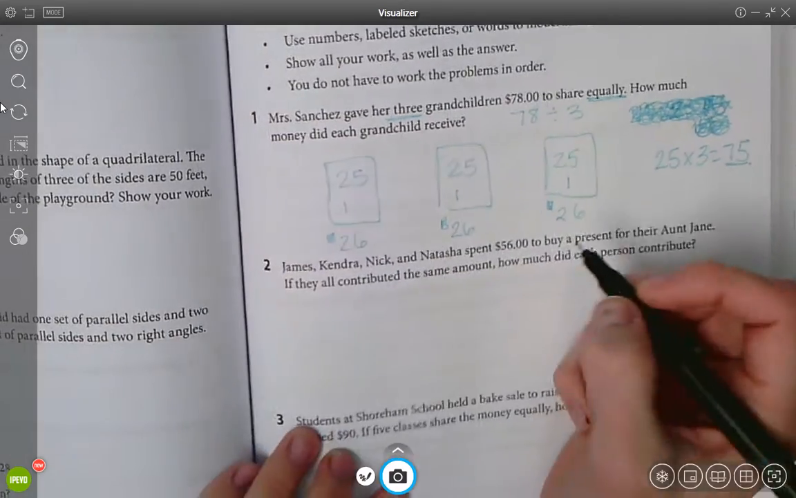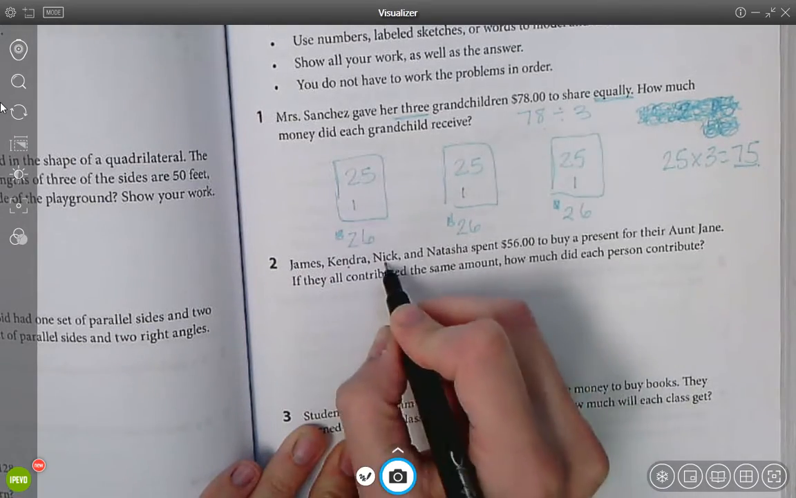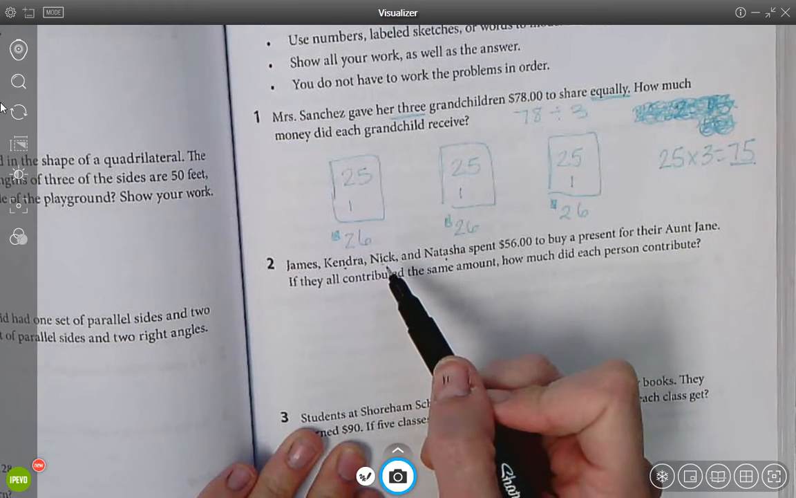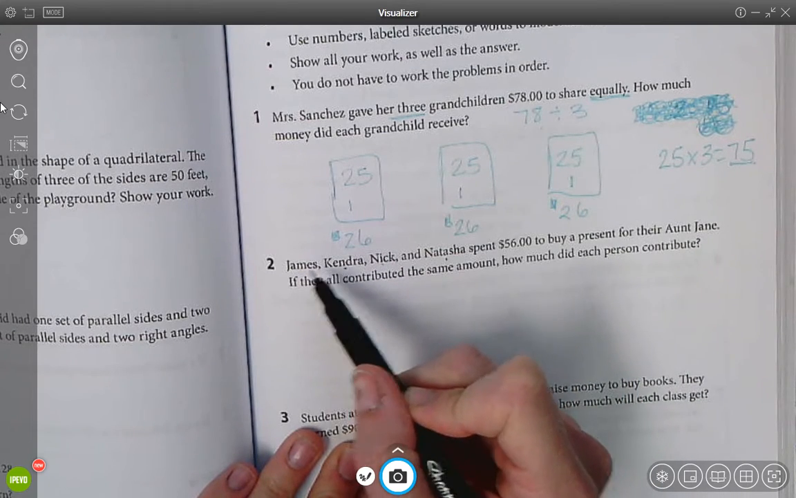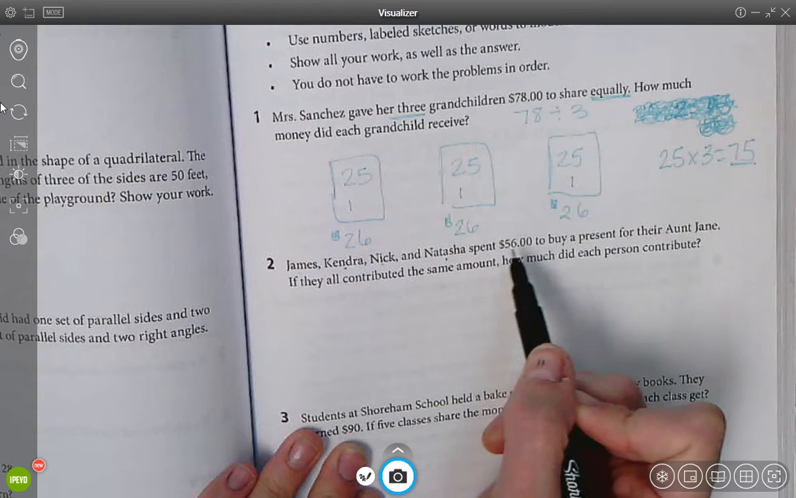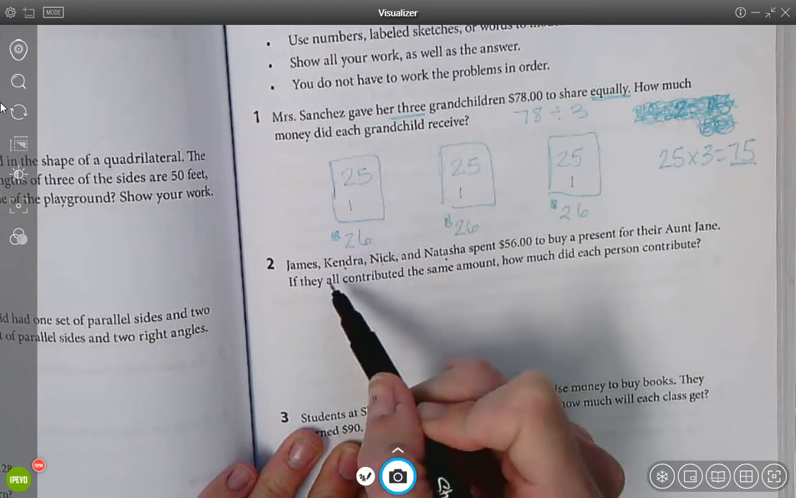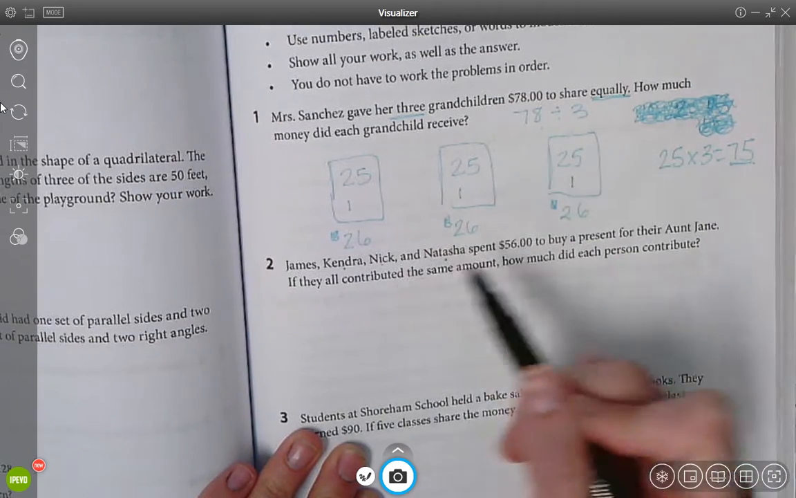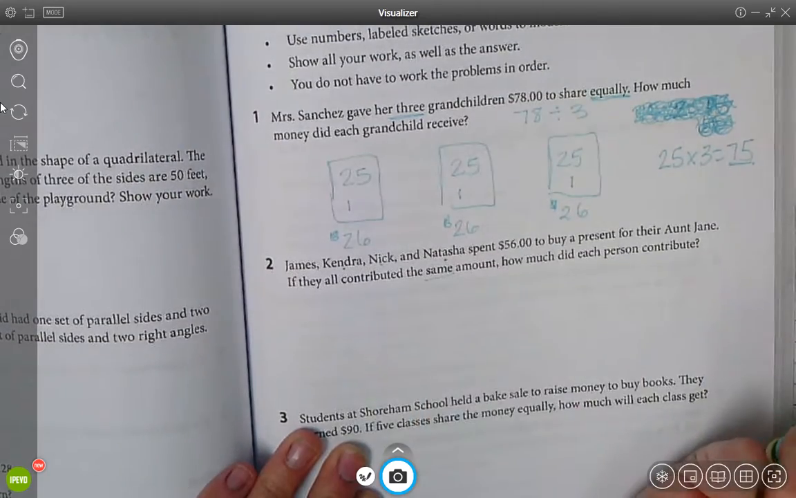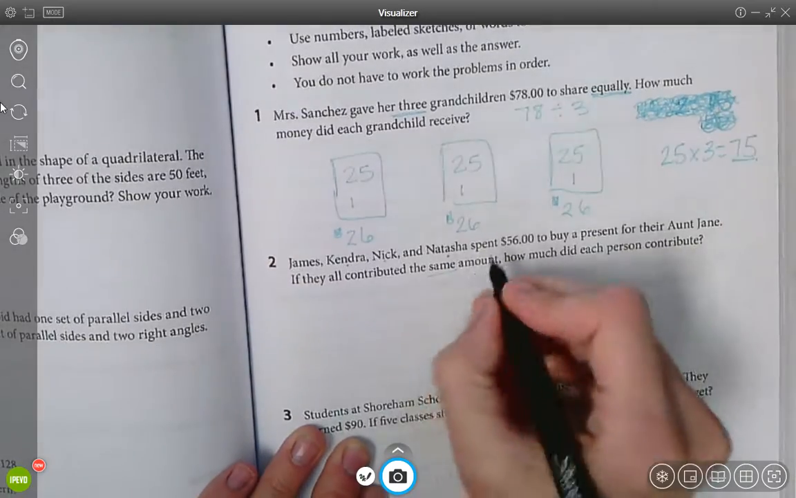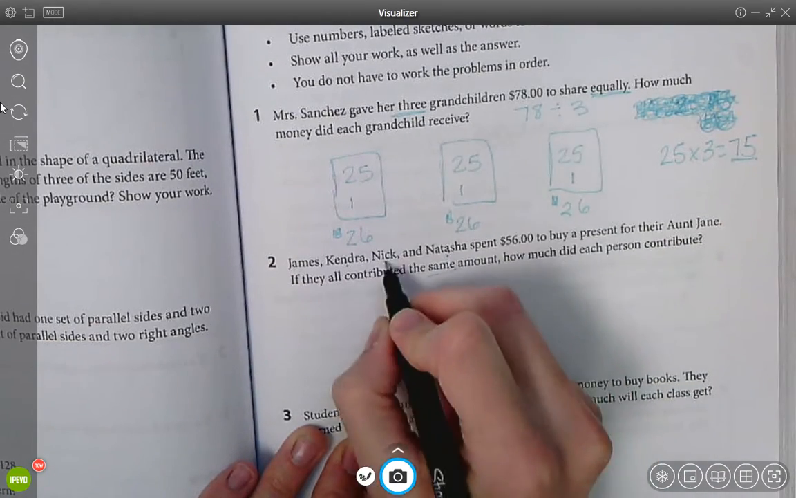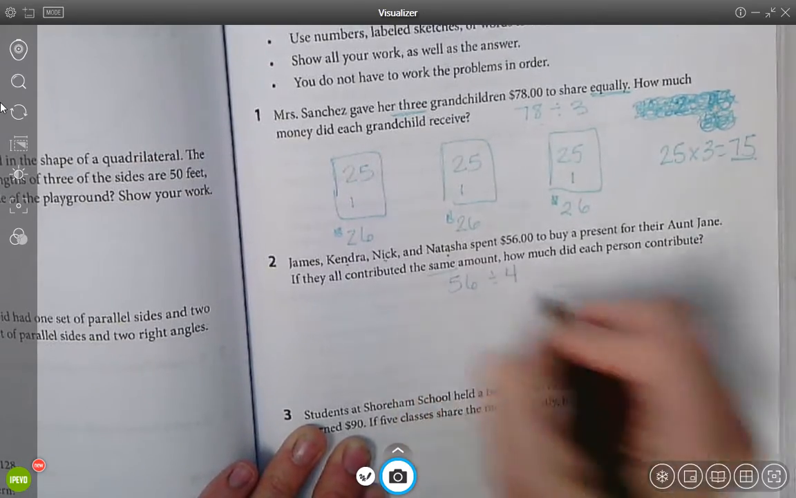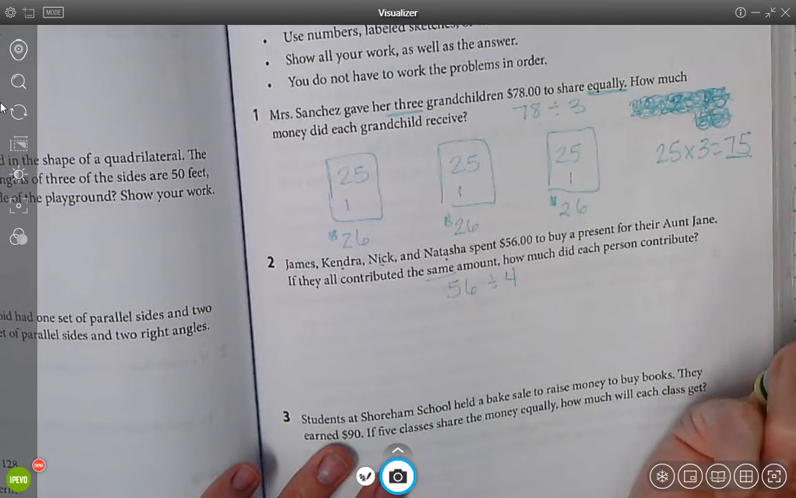So let's look at the next one. So we have James, Kendra, Nick, and Natasha. It doesn't tell us how many, okay? So let's read the whole thing and figure out what we're going to be dividing this larger amount into. So James, Kendra, Nick, and Natasha spent $56 to buy a present for their Aunt Jane. They all contributed the same amount. All right, so I got to figure out how many. 1 kid, 2 kid, 3 kid, 4 kid. So that's my problem. 56 divided by 4.